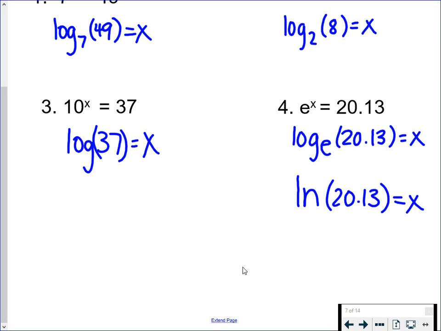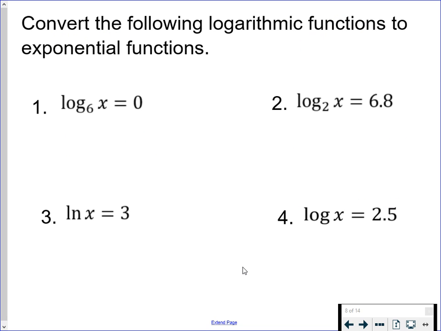All right, let's go backwards. Go ahead and rewrite all of these in exponential form.